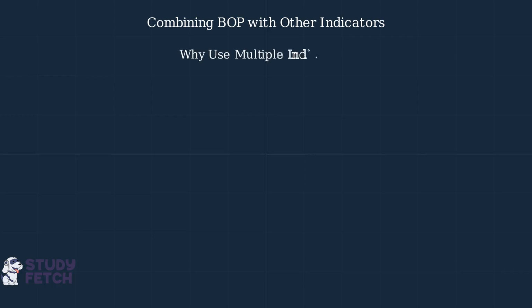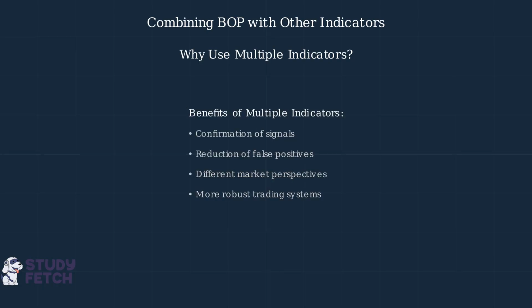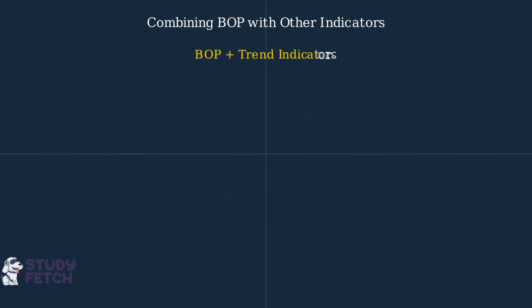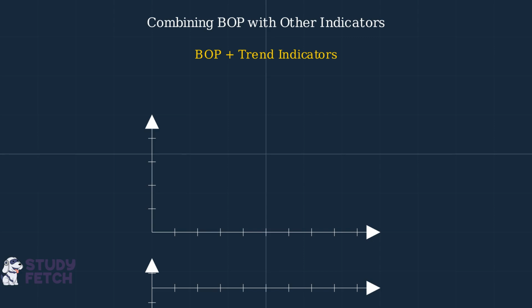Before exploring specific combinations, let's understand why using multiple indicators improves trading results. Using multiple indicators provides several advantages. They confirm signals from different perspectives, reduce false positives, offer diverse market insights, and create more robust trading systems. Let's start with combining the balance of power indicator with trend indicators, particularly moving averages.